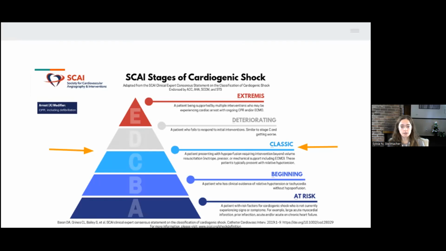Patients who are in the D or E stages, deteriorating in extremis, are usually probably past the point of ECMO consideration, but potentially, depending on their functional status and what's going on, D could be considered potentially. Extremis is usually, though, considered an end stage of cardiogenic shock.